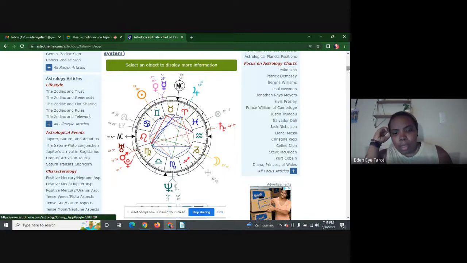So we look at the morning stars in his chart, and then let's look at the superior versus inferior aspects. Let's choose one.